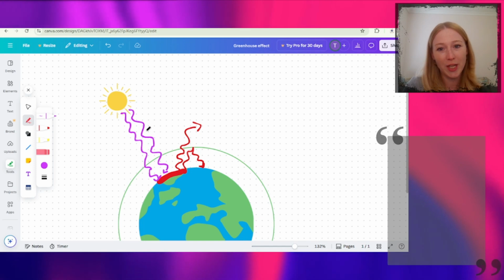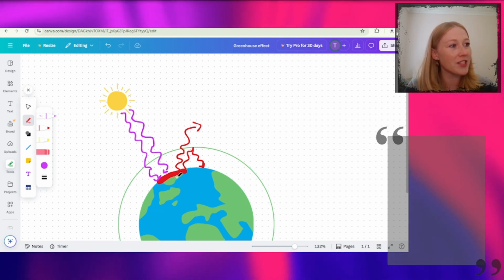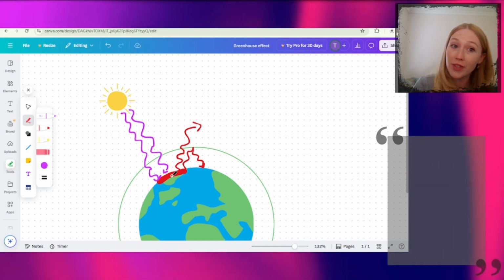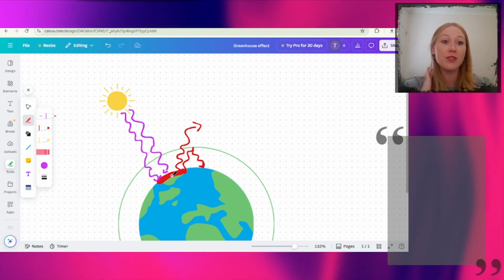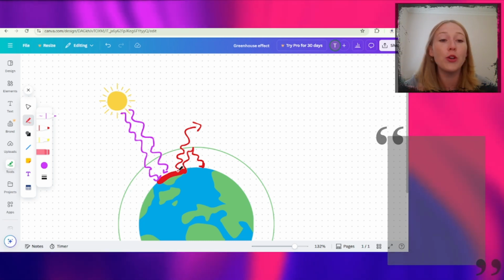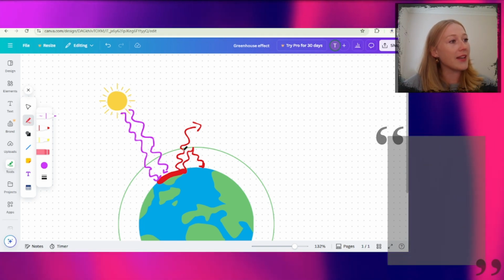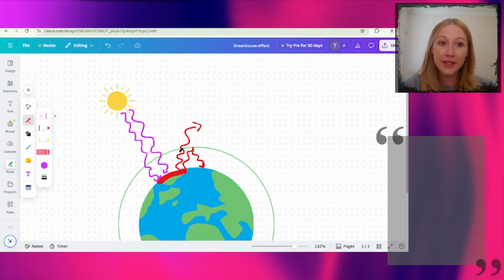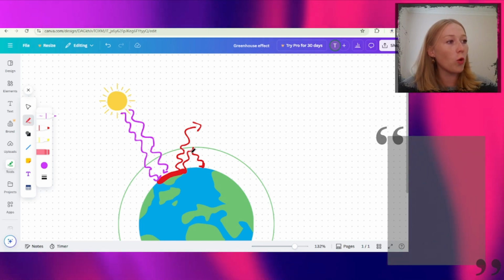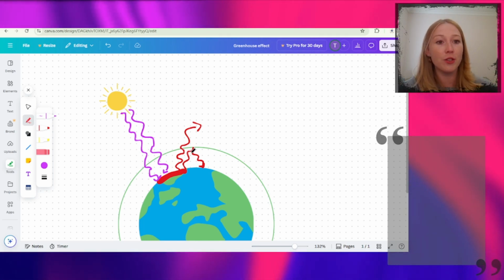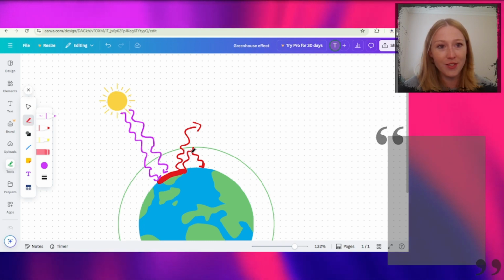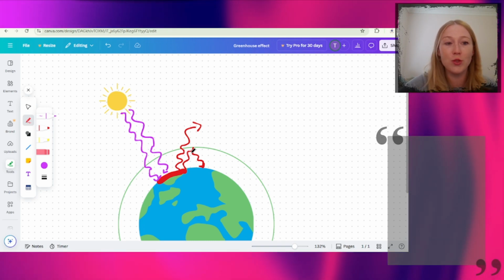So there we've got our incoming solar radiation. It gets absorbed by the surface of the Earth. Some of it gets reflected, but we're just going to say most of it's absorbed now. Then the Earth emits the terrestrial radiation or the infrared, and that then either escapes through the atmosphere or it gets reflected back and absorbed by the greenhouse gases. This is when everything goes well.